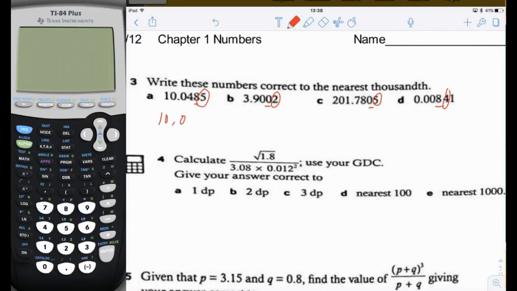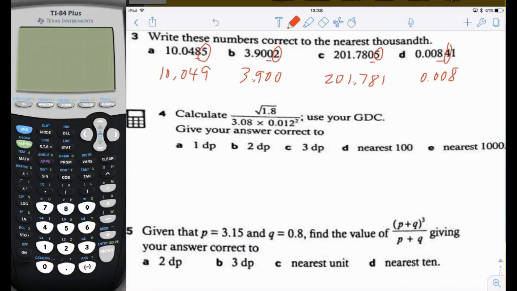The 5 is enough to make the 8 round up to a 9. The 2 is not enough to round up, so we keep the 0. 7, 8, 1. We round the 0 up to 1. And the 8 will remain an 8, right? Do you see how we keep the zeros here even though the last numbers are zeros? Because those zeros mean something. We determined that this zero was going to be zero and not a one. So that zero is very important, right?